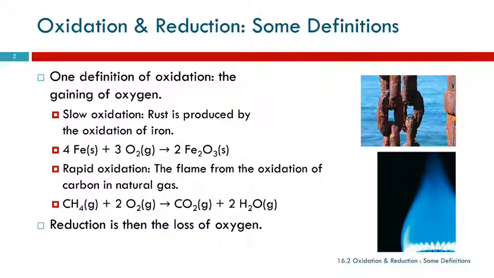Oxidation can also be a very rapid process. Combining carbon in natural gas with oxygen, so here's methane, natural gas, reacts with oxygen to form carbon dioxide. The carbon now has oxygen associated with it, bonded to it. So the carbon has gained oxygen. This is an oxidation. So oxidation is gaining oxygen. The opposite is reduction. Reduction is losing oxygen.